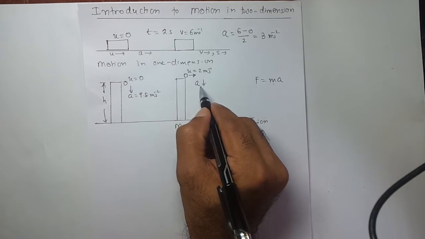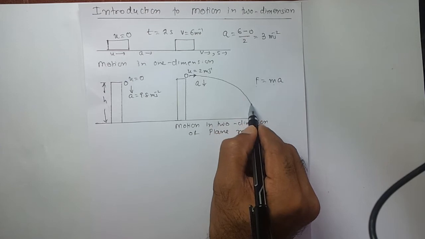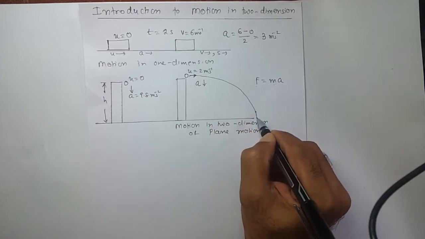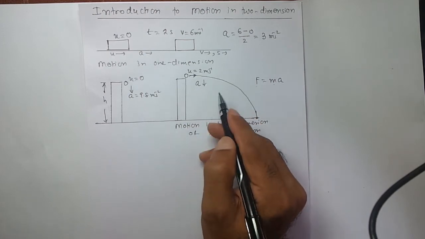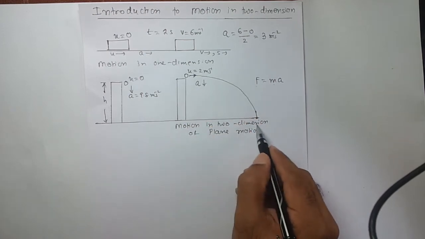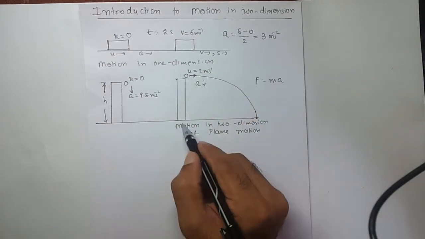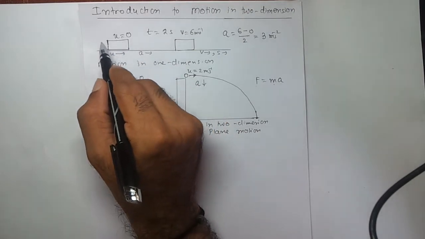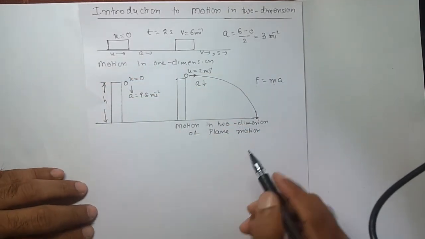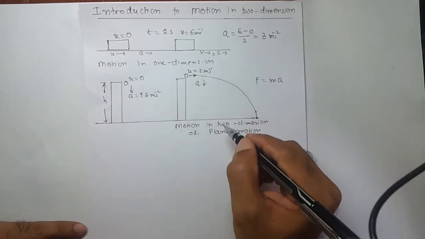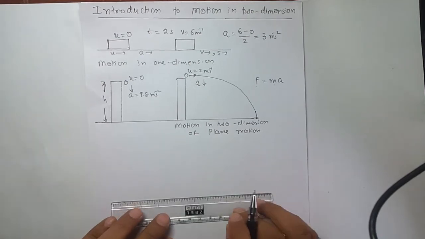Because of this acceleration in the downward direction, the path that this ball will take will be something like this. So the ball is moving in the horizontal direction as well as the vertical direction, hence motion in two dimensions. And plane motion, because if I look at this as the plane of the paper, then it is moving in this plane, whereas here it was moving in only one line. Therefore this is an example of motion in two dimensions, or plane motion, and we are interested in understanding motion in two dimensions.